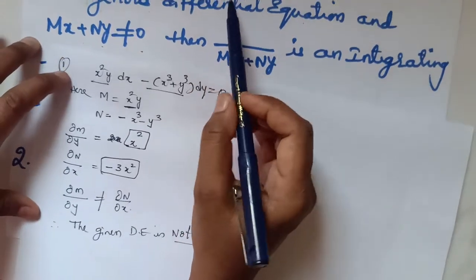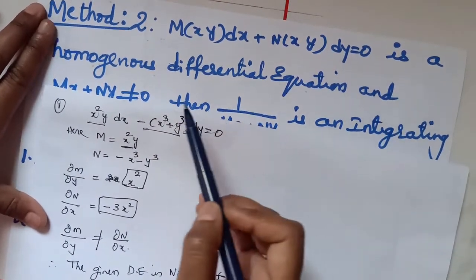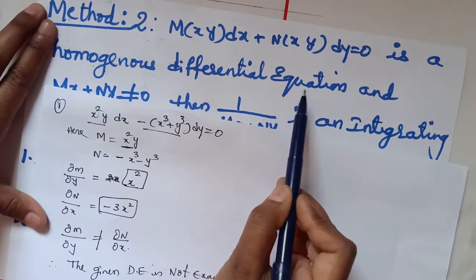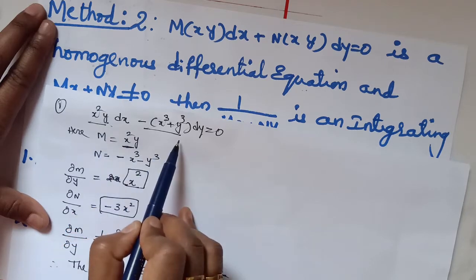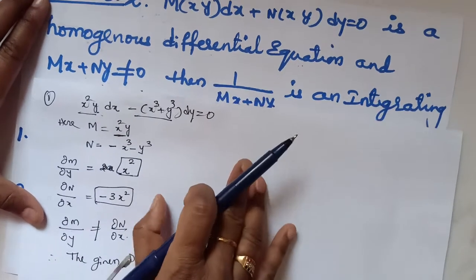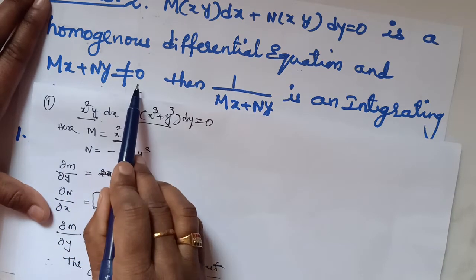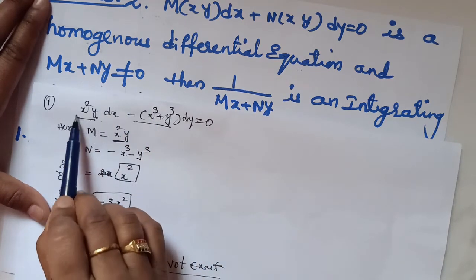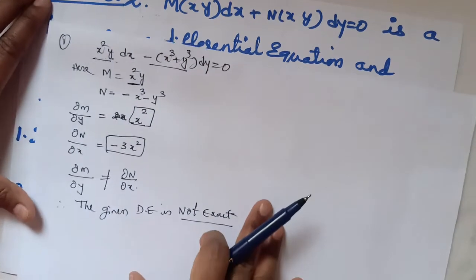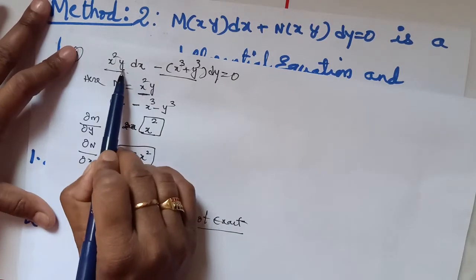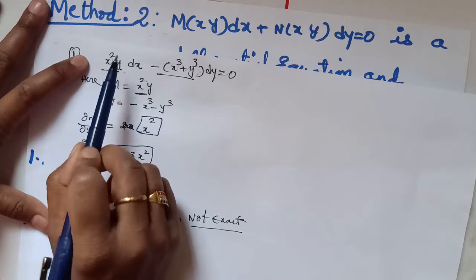See, here it is in the form of M dx plus N dy is equal to 0, a homogeneous differential equation. If this differential equation is a homogeneous differential equation, then the integrating factor will be 1 by (Mx plus Ny), where Mx plus Ny is not equal to 0. So first we need to check whether this is a homogeneous differential equation or not. How do you check whether the given differential equation is a homogeneous differential equation? Actually, a simple trick you have to remember here.